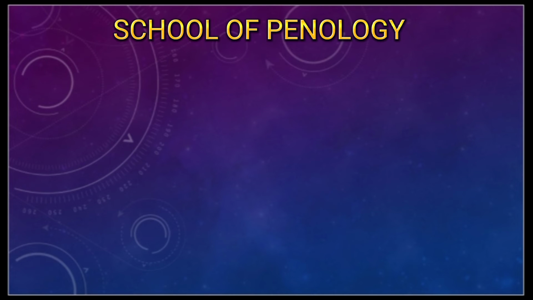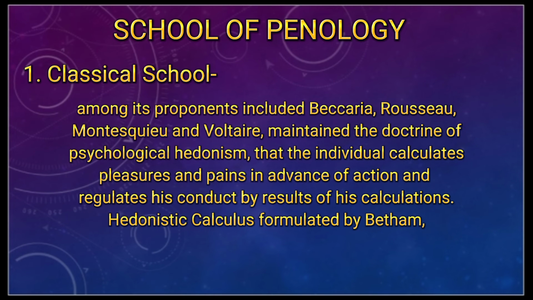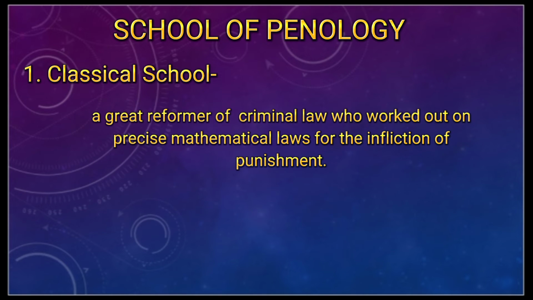Schools of Penology. 1. Classical school. Among its proponents included Beccaria, Rousseau, Montesquieu and Voltaire. It maintained the doctrine of psychological hedonism, that the individual calculates pleasures and pains in advance of action and regulates his conduct by results of his calculations. Hedonistic calculus formulated by Bentham, a great reformer of criminal law, worked out precise mathematical laws for the infliction of punishment.